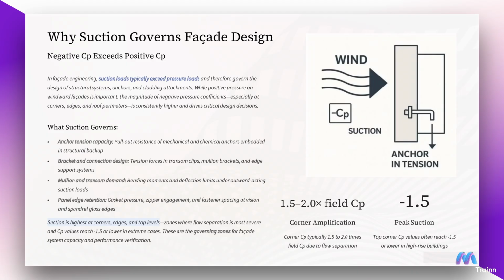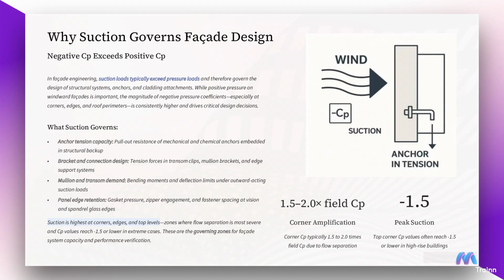What suction governs: anchor tension capacity, meaning pull-out resistance of mechanical and chemical anchors embedded in structural backup. Bracket and connection design: tension forces in transom clips, mullion brackets, and edge support systems. Mullion and transom demand: bending moments and deflection limits under outward acting suction loads.